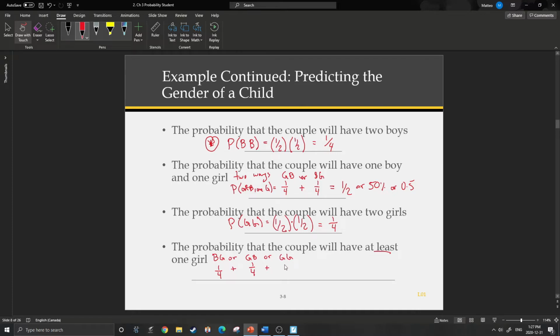Or girl, girl is also a 1/4 chance. So probability of at least one girl equals, and yes, you can write a little phrase in here if you want. So probability of at least one girl is a quarter plus a quarter plus a quarter, which is 3/4 or 0.75 or 75%. Wonderful.